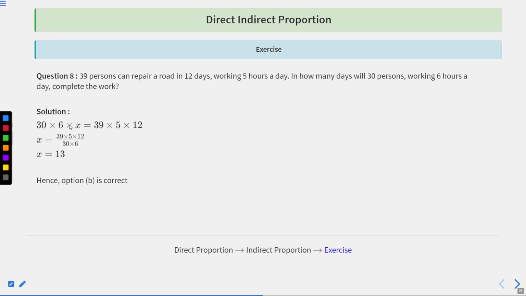So we have 30 into 6 into x equal to 39 into 5 into 12. So x is equal to 13. So the option correct here will be option B.